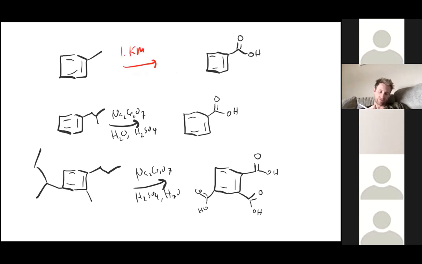So KMnO4 and H2O and heat, followed by H3O plus, will also give you this. And then if you have multiple of them, it'll break apart things and do the same concept. So anything chromic acid does, KMnO4 will also do.